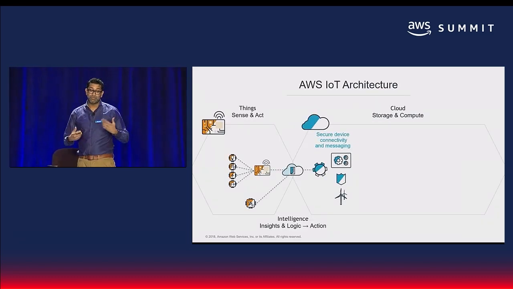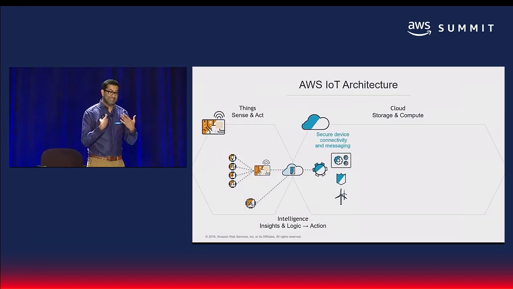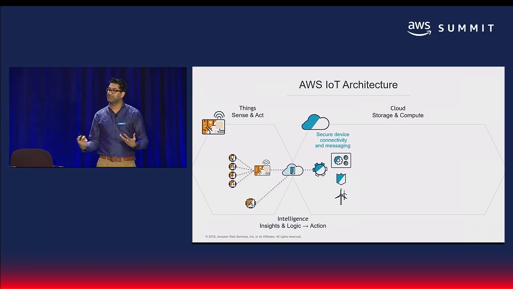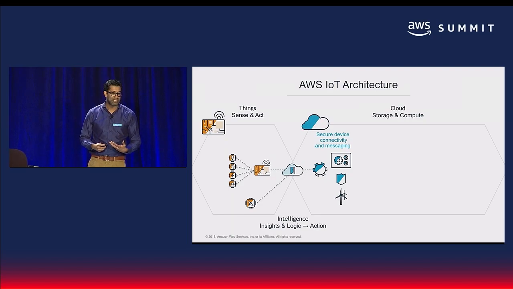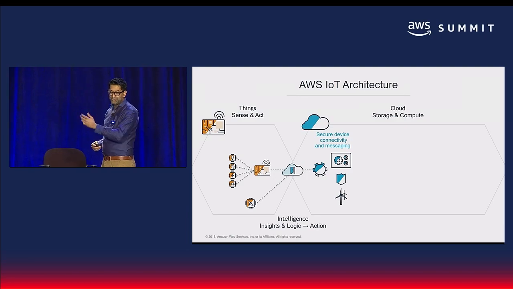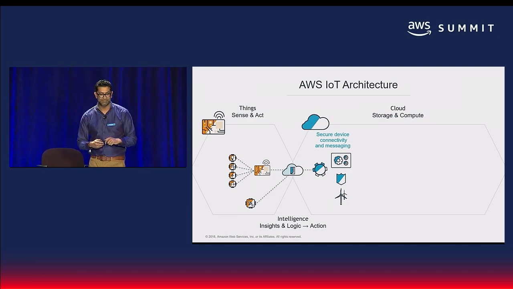Now, if we go further and we break this out, you can see that this is where we expand the architecture to explain all the different service offerings we have. In this case, on the left, we've got the things. They sense and act. So they have sensors, and they can act on sensor data. And they are connecting securely to the AWS IoT ecosystem. So let's go through that a bit more.